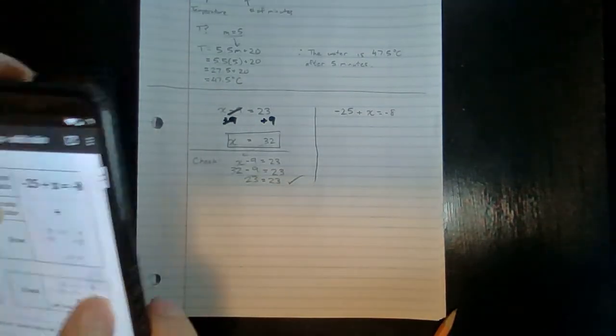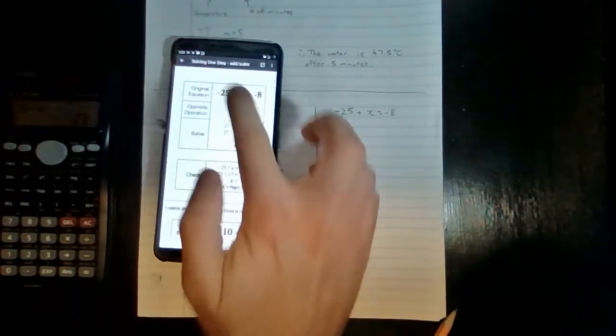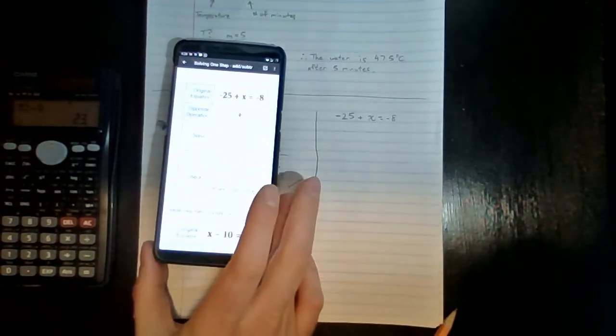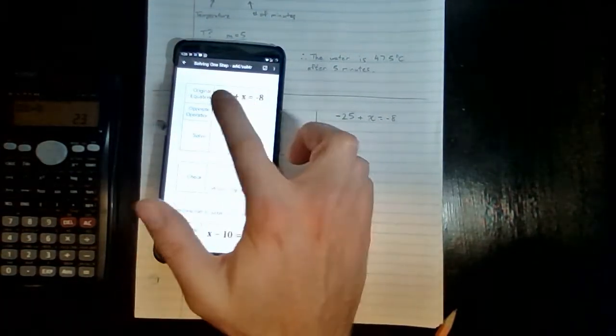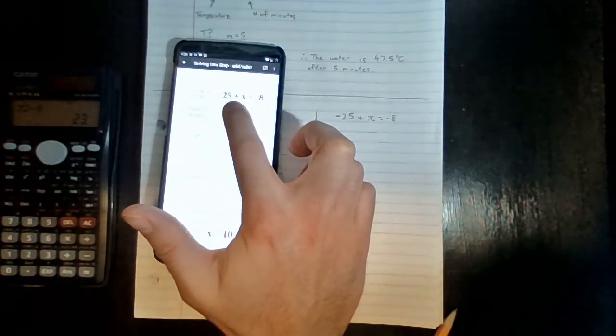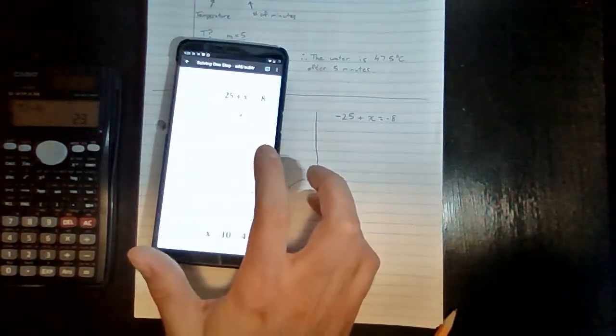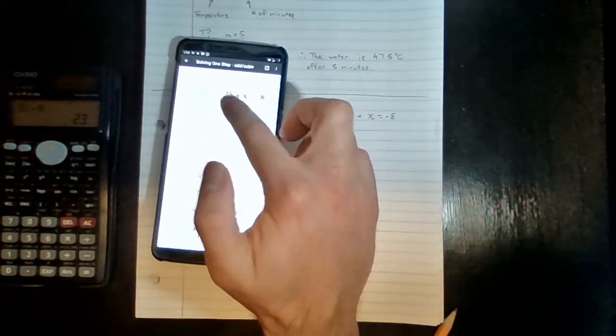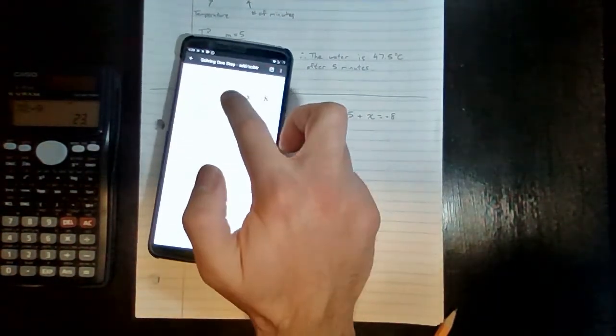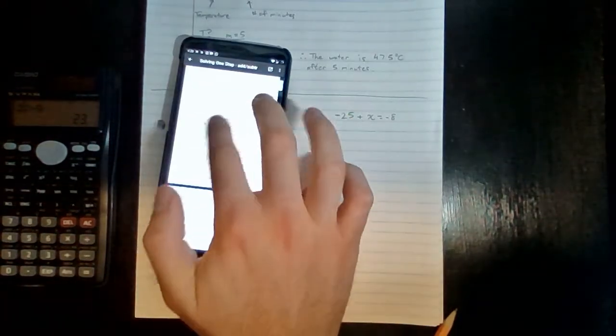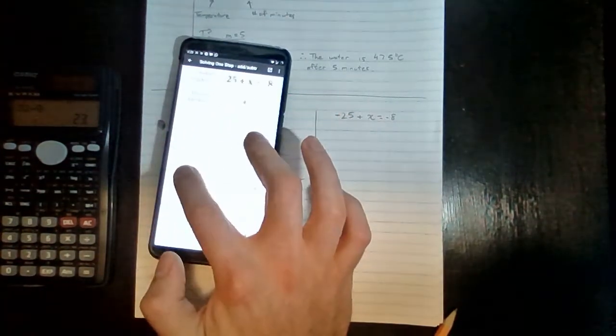So that was this question right here. Negative 25 plus x equals negative 8. So negative 25 plus x, what's happening to that x? Well, we have a minus 25 with the x. So if we have a minus 25 with x, we need to add. We need to do the opposite of that subtraction.